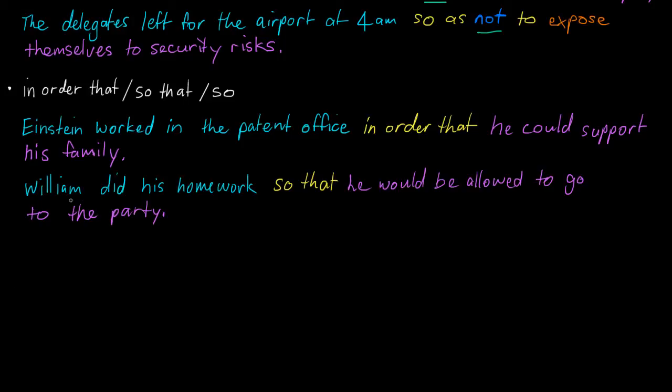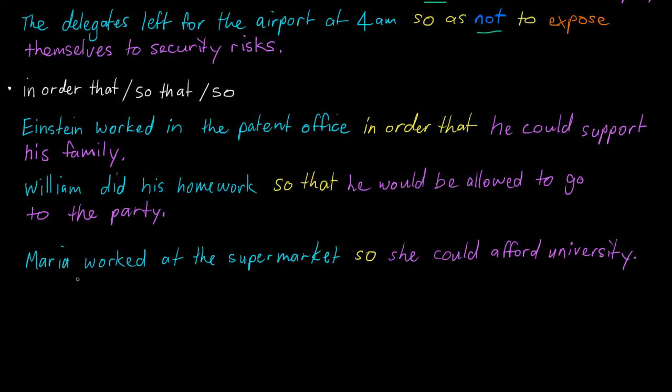Let's look at another one. William did his homework so that he would be allowed to go to the party. So same function here. They are interchangeable. And then finally, Maria worked at the supermarket so she could afford university. This is a slightly simpler version of the two above.